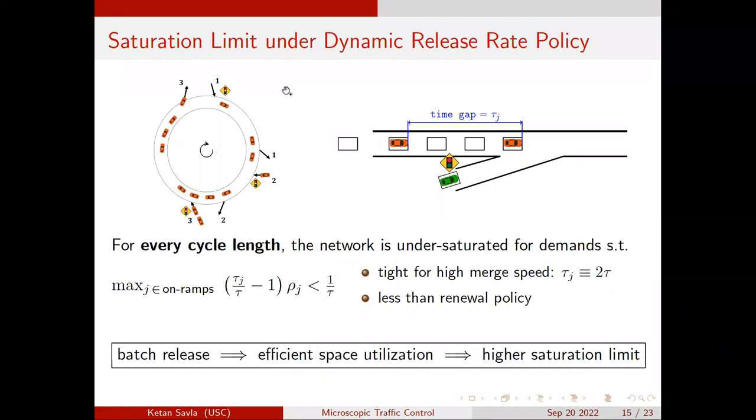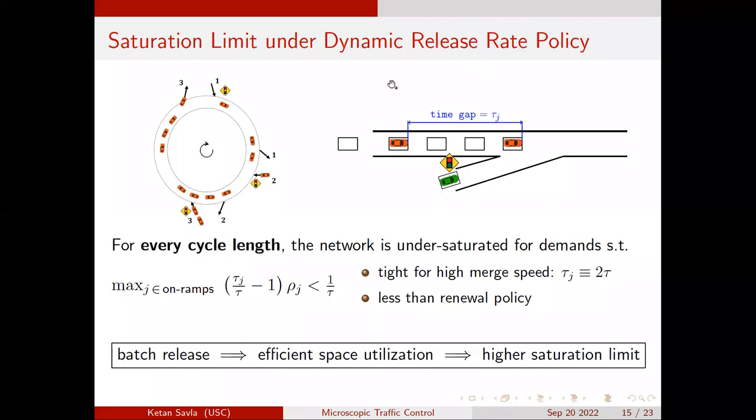Okay. So again, this policy, the dynamic release rate policy, allows for cycle length 1, right? So potentially it will not unnecessarily stop the vehicles until the network becomes empty. But in spite of that, as you approach the heavy traffic limit, its saturation limit, at least as far as the sufficient condition is concerned, is lower than the one under the renewal policy. And one quick explanation is the following. This is something that may not be obvious at first glance.